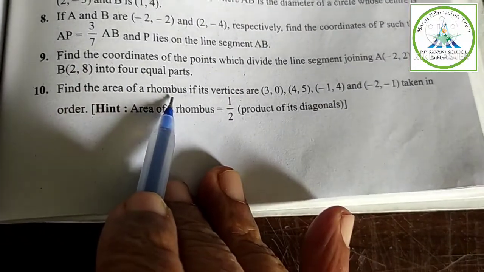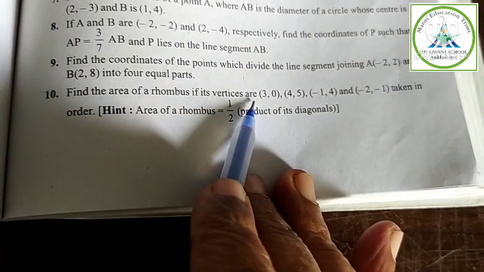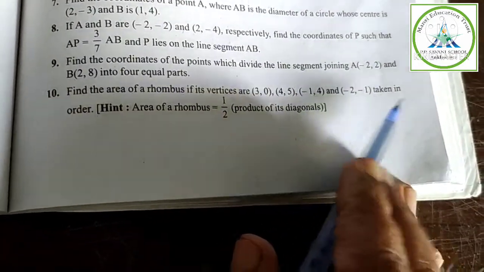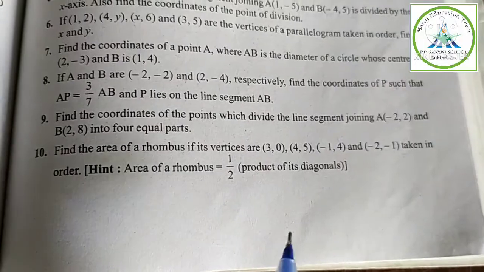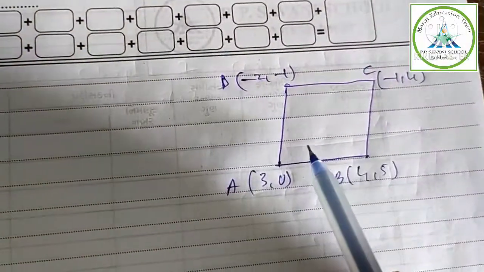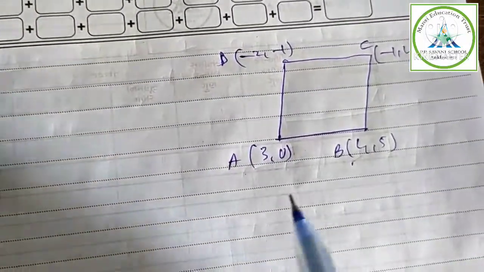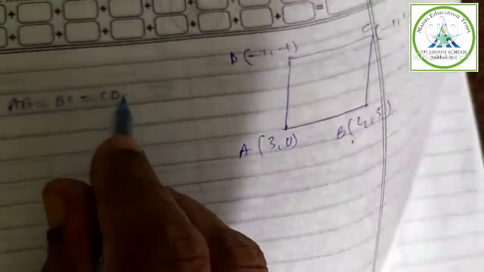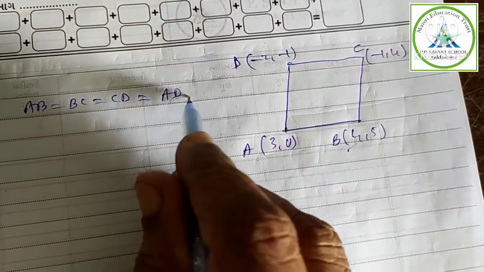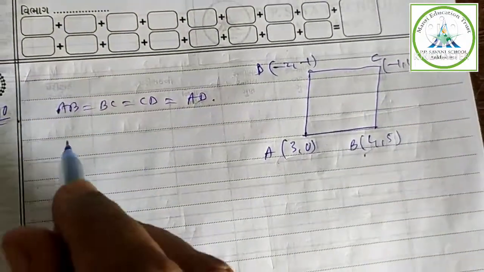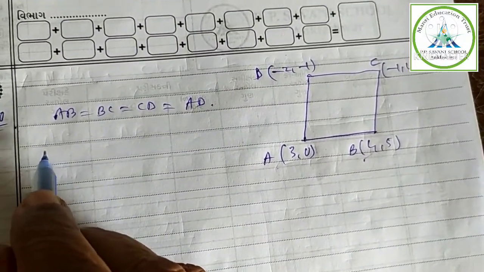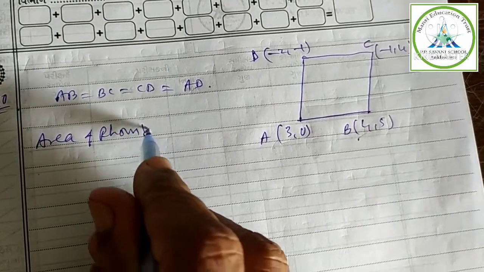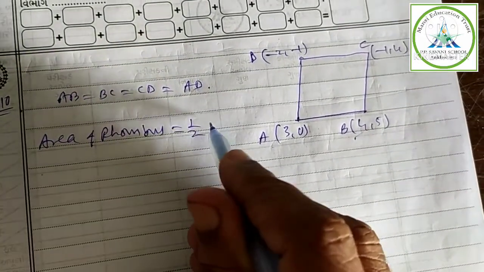Find the area of a rhombus if its vertices are 3, 0, 4, 5, minus 1, 4 and minus 2, minus 1, taken in order. Okay, let us draw the rhombus. See, I drew the rhombus. Say A, B, C, D. Rhombus means AB equal to BC equal to CD equal to AD. Also we know the area of a rhombus. Formula you know? You must know. That is half d1 d2.